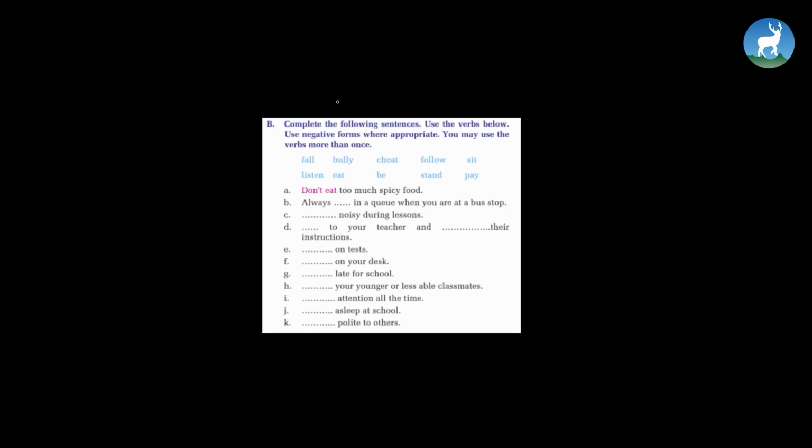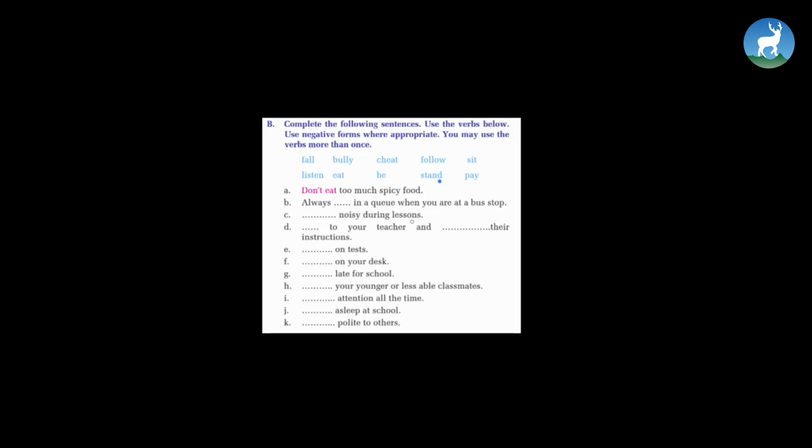Here, we need to complete the given sentences using the verbs given. And we are also allowed to use negative forms wherever appropriate. Also, the text allows us to use the verbs more than once. Let's try doing it. Don't eat too much spicy food. We have already used eat here, but still we are allowed to use it repeatedly. Number B. Always stand in a queue when you are at a bus stop.